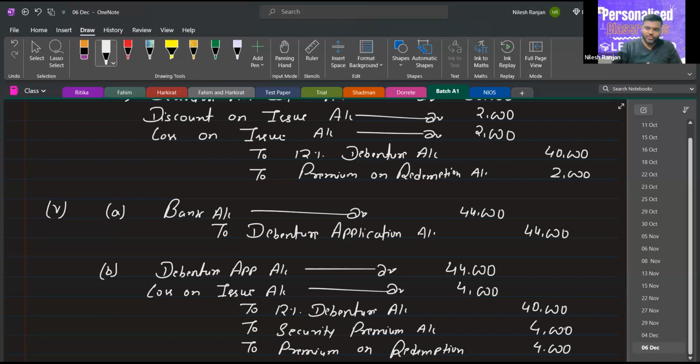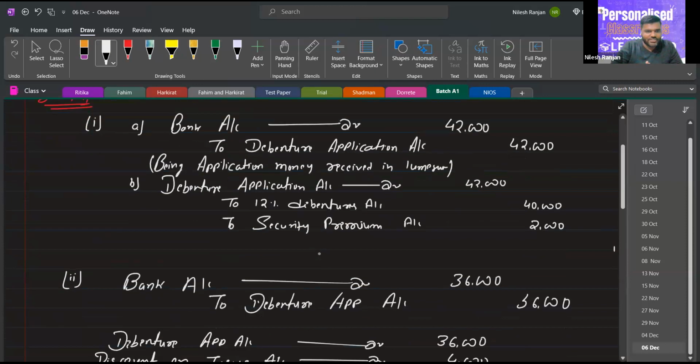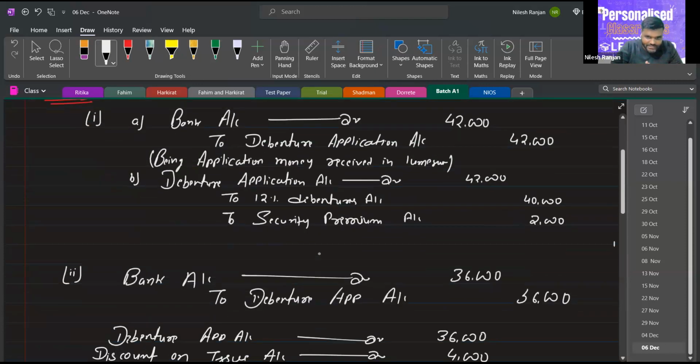So do you want to copy this or will you take the screenshot? Actually, you have to write very much here, so just take the screenshot. Don't copy it. Just take the screenshot and try to solve the question by yourself. And if any problem happens, then see the screenshot. Then it will be good for you.